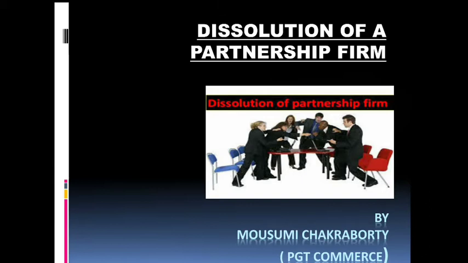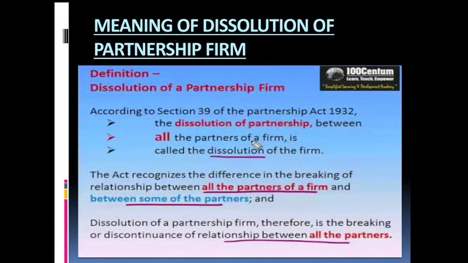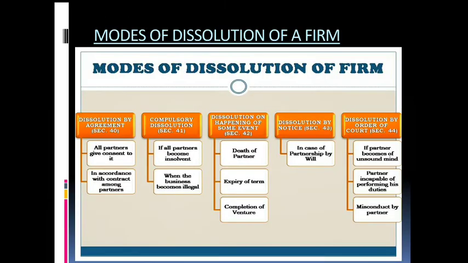Meaning of dissolution of partnership firm. According to Section 39 of the Indian Partnership Act of 1932, the dissolution of partnership between all the partners of a firm is called the dissolution of the firm. The Act recognizes the difference in the breaking of relationship between all the partners of the firm and between some of the partners, and dissolution of a partnership firm therefore is the breaking or discontinuation of relationship between all the partners of the firm.